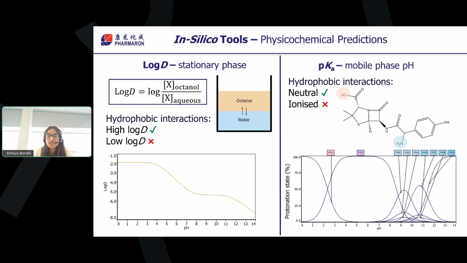Physicochemical predictions also help build robustness into the method right from the start, because you can use them to choose pHs where small fluctuations don't significantly affect the ionization of the compound, and so consequently don't significantly affect its chromatographic behavior.